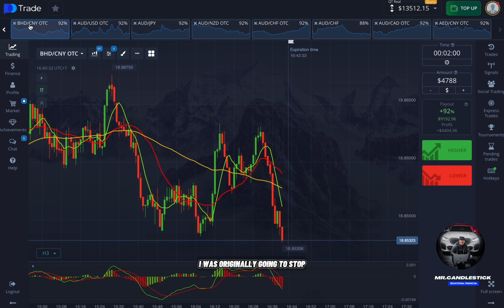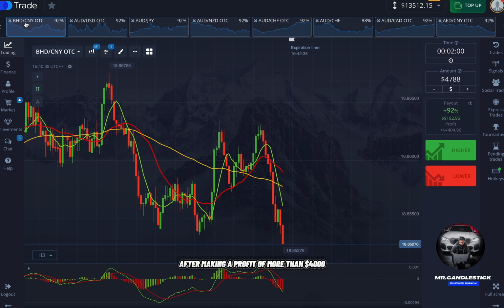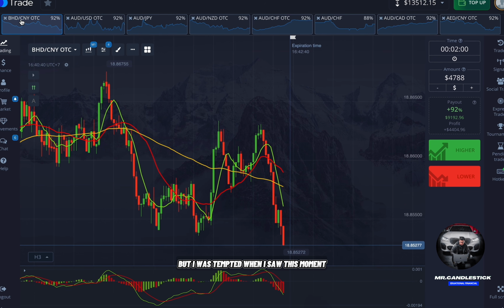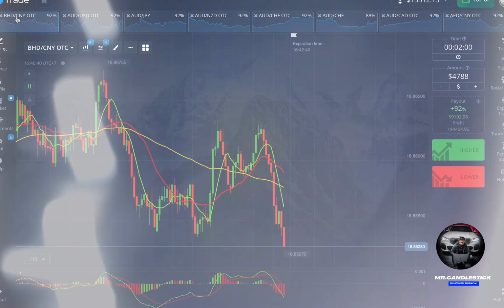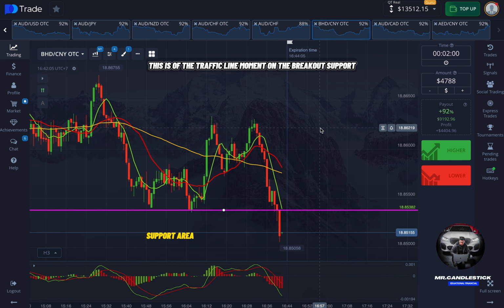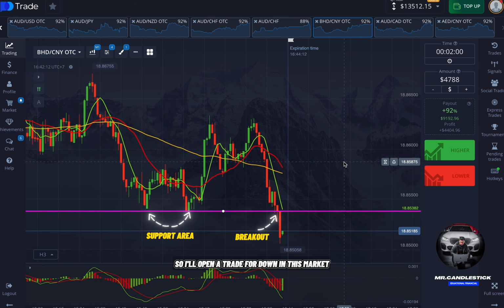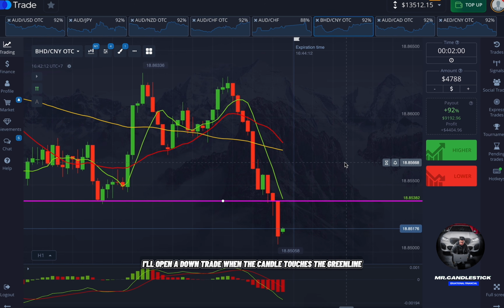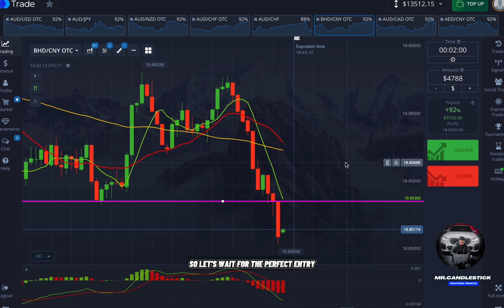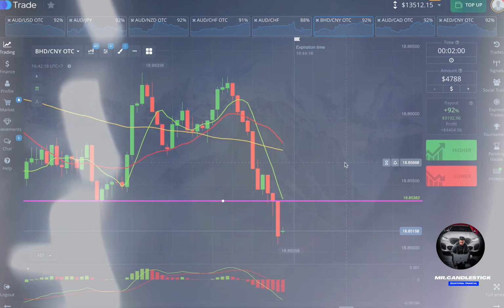I was originally going to stop after making a profit of more than $4,000, but I was tempted when I saw this moment. This is one of the traffic line moments on the breakout support, so I'll open a trade for down in this market. I'll open a down trade when the candle touches the green line. So let's wait for the perfect entry.